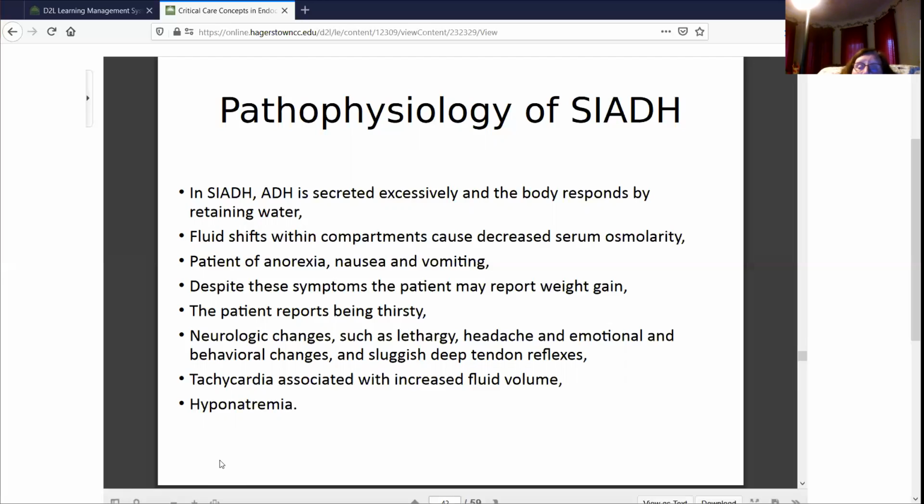Despite these symptoms, the patient may report weight gain. The patient reports being thirsty. Neurologic changes such as lethargy, headache, emotional and behavior changes, and sluggish deep tendon reflexes. Tachycardia associated with increased fluid volume and hyponatremia.